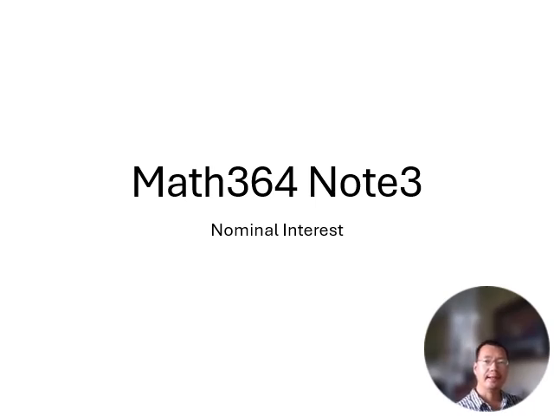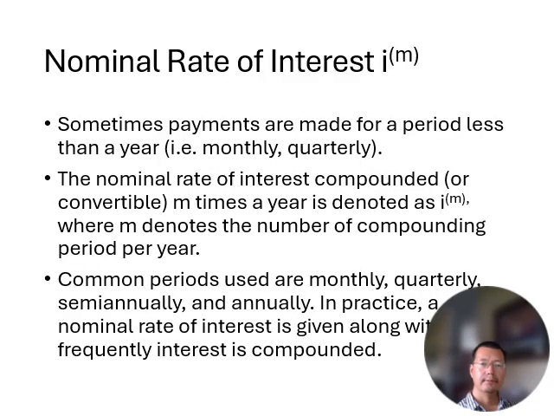In the last class, we talked about effective interest rate and effective discount rate. This class, we are going to talk about nominal interest and nominal discount. Nominal interest rate and nominal discount rate is the opposite compared to effective interest rate and effective discount rate. Nominal rate of interest is noted as i^(m).